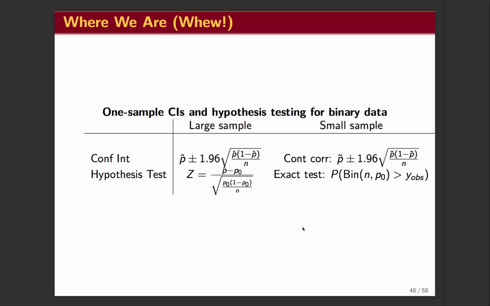When you think about continuity correction, which is adding two successes and two failures, that's going to help us make a better confidence interval when we have small sample sizes. And the exact test is going to help us when we have a small sample size and we're doing our hypothesis testing. Okay.